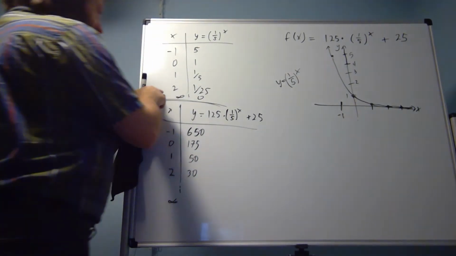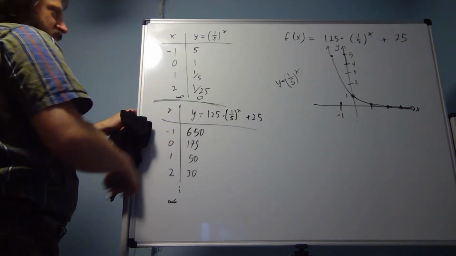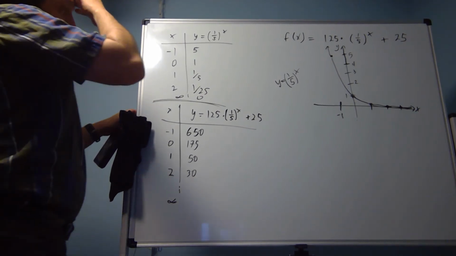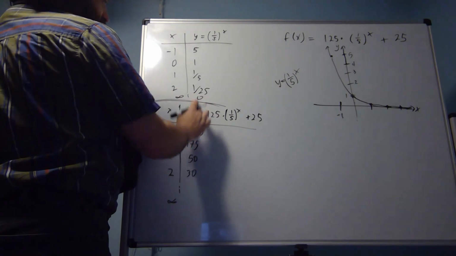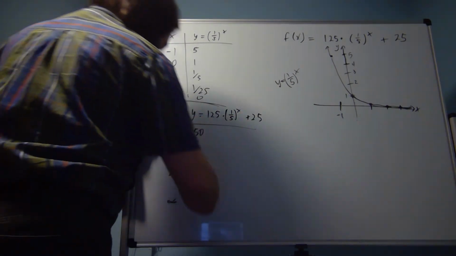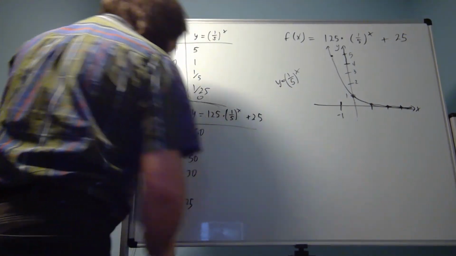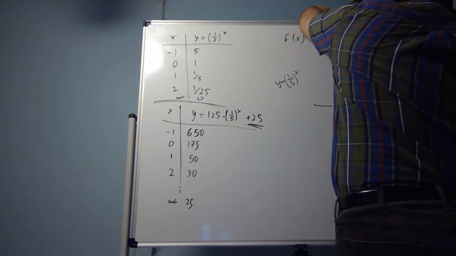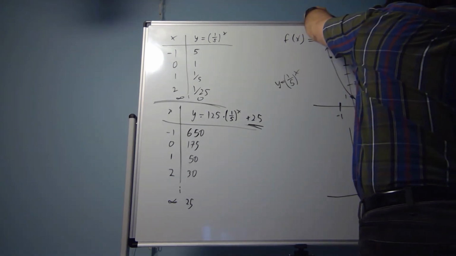And actually, in the original graph, when x goes to infinity, the output approaches 0. So the output approaches 125 times 0, but then plus another 25. But anyways, the whole point is the horizontal asymptote is here. That should maybe be one of the first things that we consider.